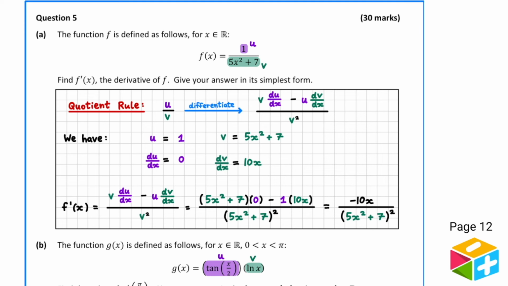From here, we simply have to sub in these expressions into the quotient rule. To finish, we can simplify the numerator. Anything times 0 gives you 0, and minus 1 times 10x is minus 10x.